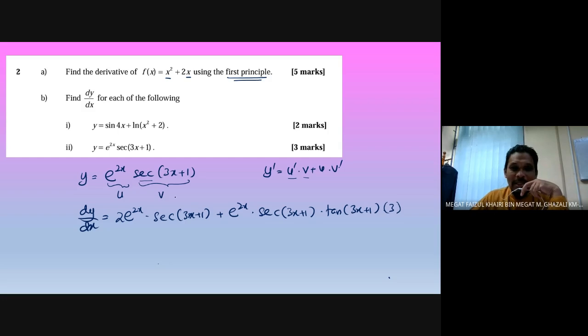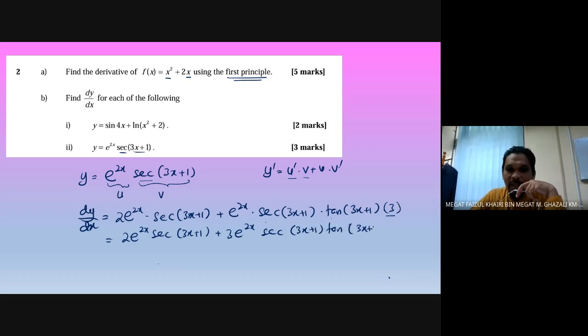So class, the derivative of secant is secant tangent first, but don't forget, we need to multiply with the derivative of 3x plus 1. That gives you 3. So now we get 2e power of 2x secant 3x plus 1, plus 3 e power of 2x secant 3x plus 1 tangent 3x plus 1.